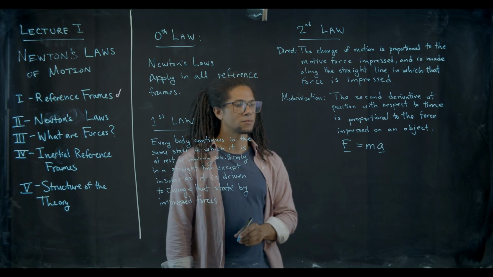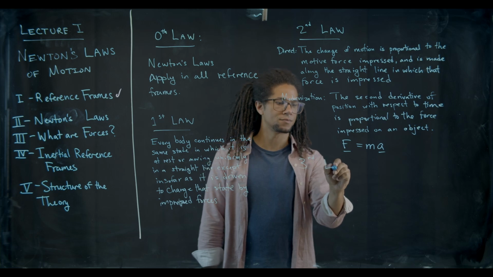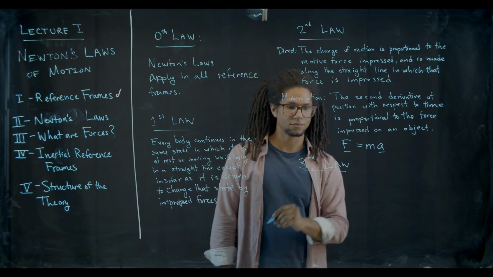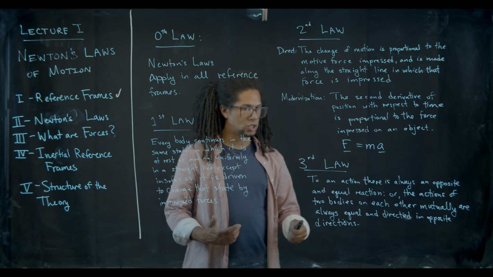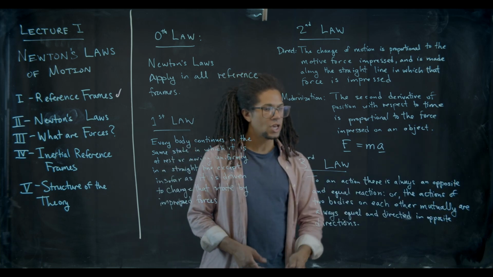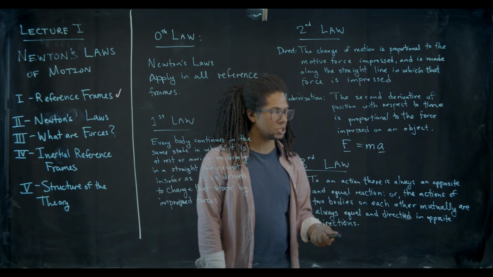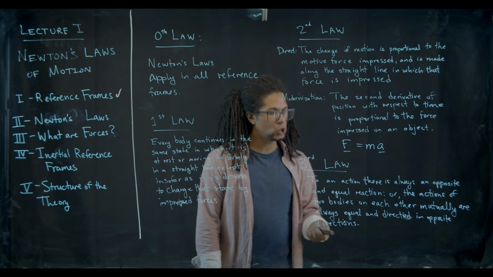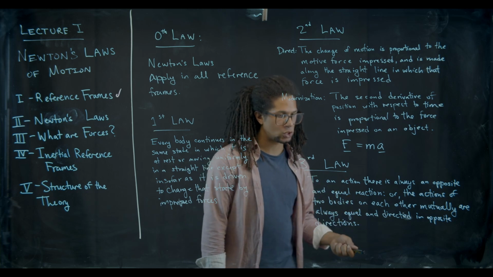Great. Okay, the third law. I'm going to write it out and then we'll discuss. All right, so a direct translation of Newton's third law is, to an action there is always an opposite and equal reaction, or the actions of two bodies on each other mutually are always equal and directed in opposite directions.